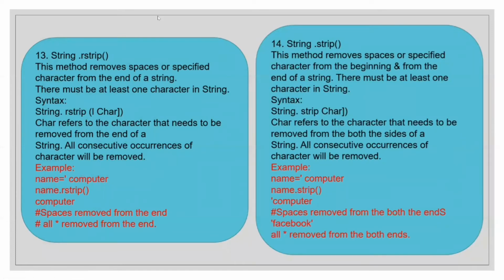Then we have string dot strip. Now what does this do? It removes from both. String dot lstrip was removing from the beginning, string dot rstrip is removing from the end, and string dot strip is removing from the beginning as well as from the end.